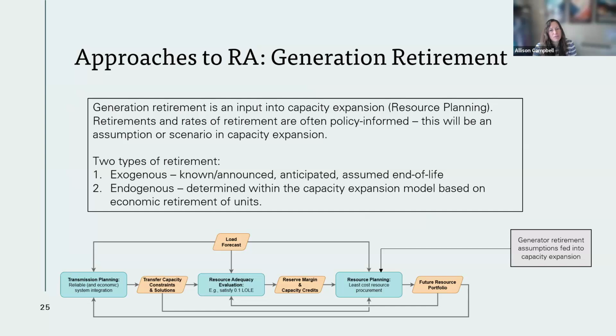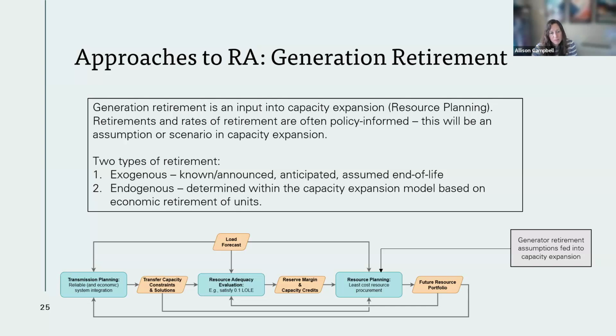I'm also going to touch briefly on considerations for generation retirement. Generator retirement assumptions will be fed into your capacity expansion. This is going to be an input to capacity expansion or resource planning in our flowchart. Retirements and rates of retirements are often policy informed, and that's why they are going to be modeled within capacity expansion. So it's an assumption or a scenario in that model step.